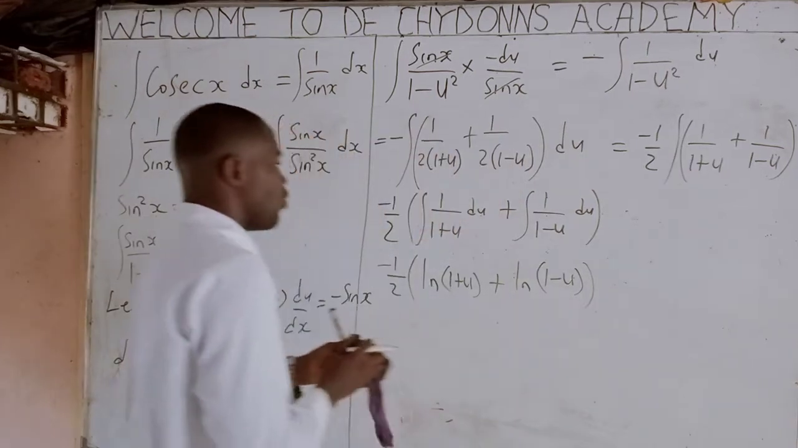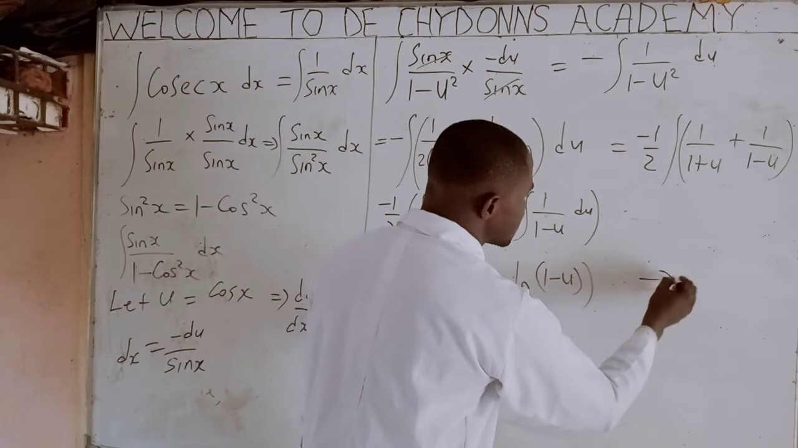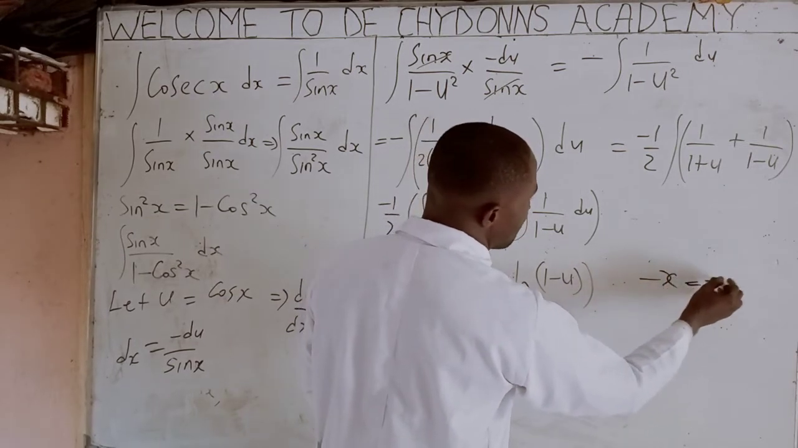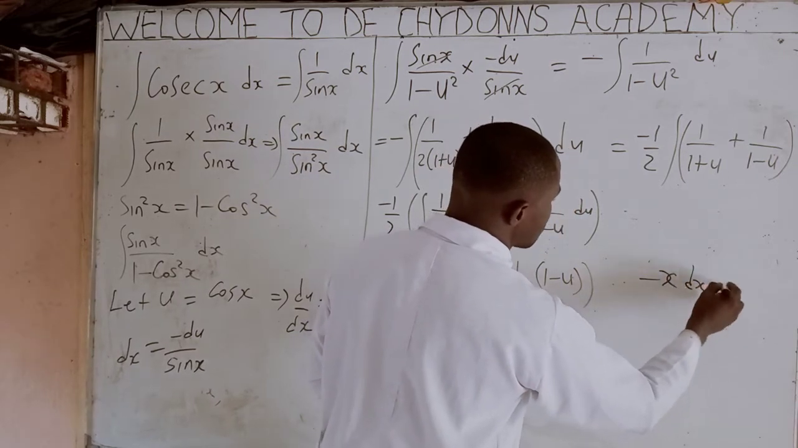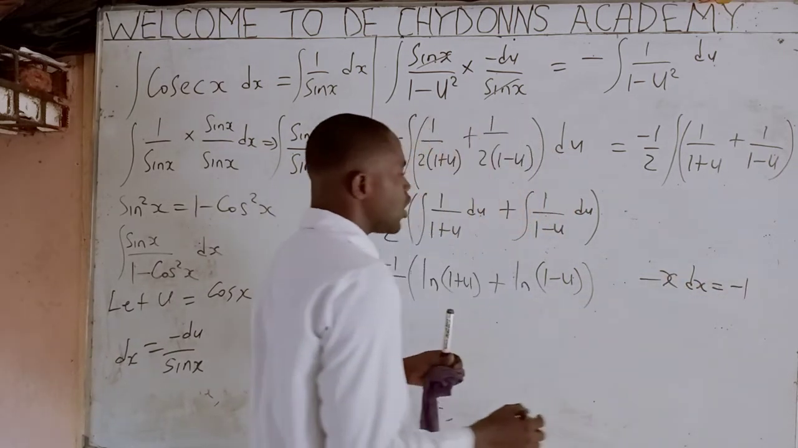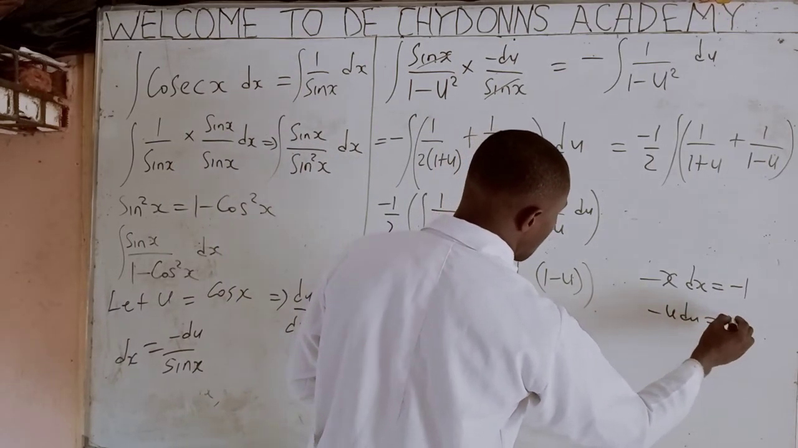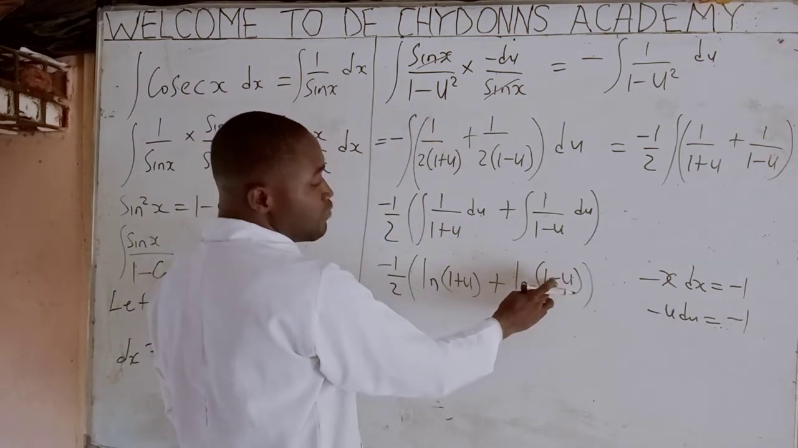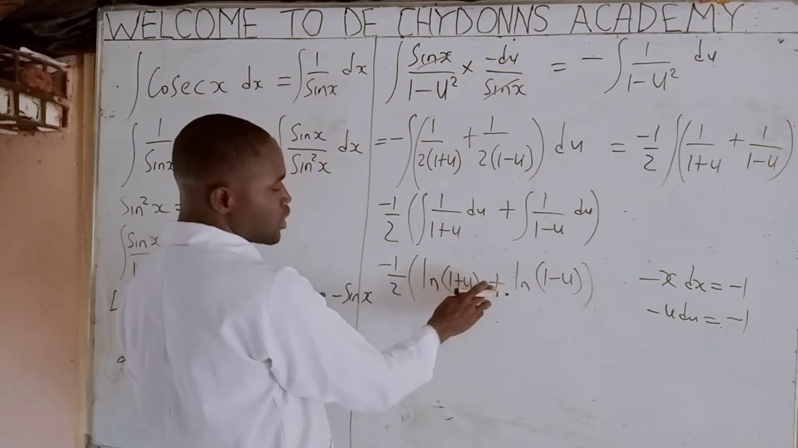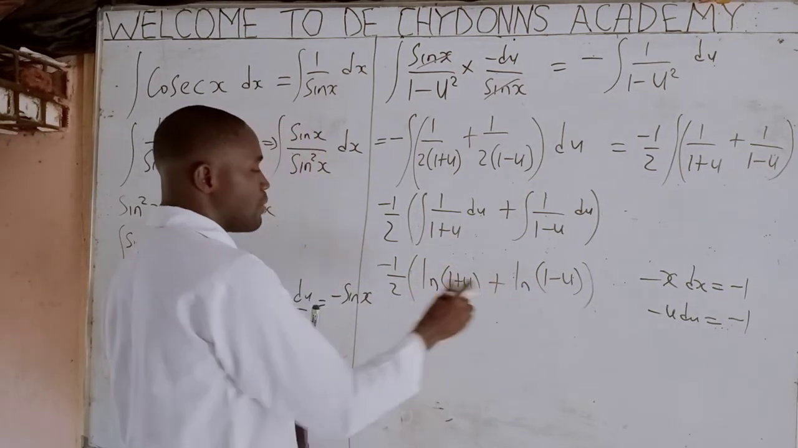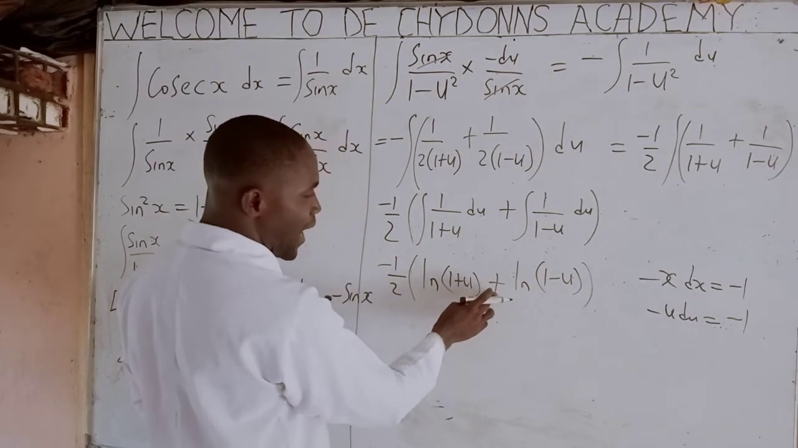So, what do we do? Because this is negative, if you differentiate minus u, it will give you minus 1. Use that minus 1 to times this, it will give you plus. If you differentiate minus u, it will give you minus 1, so use minus 1 times it to give you minus.